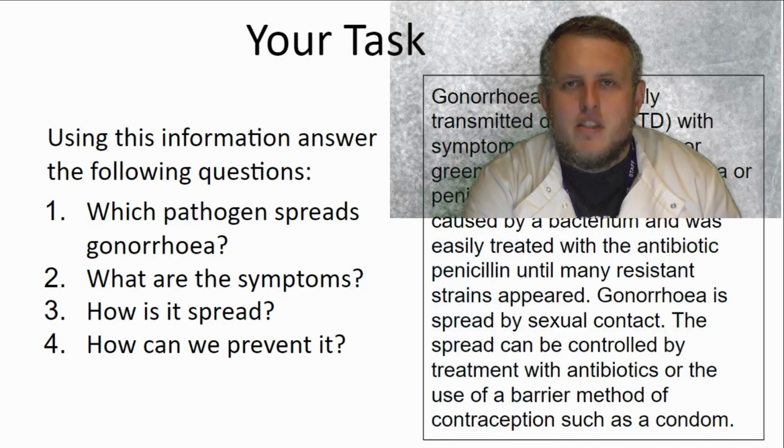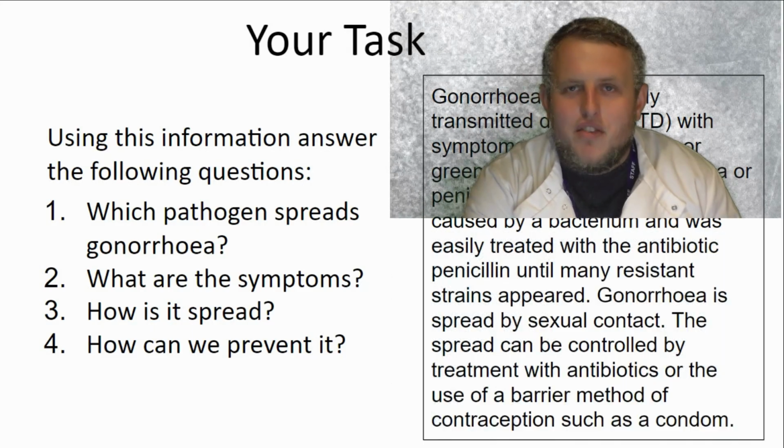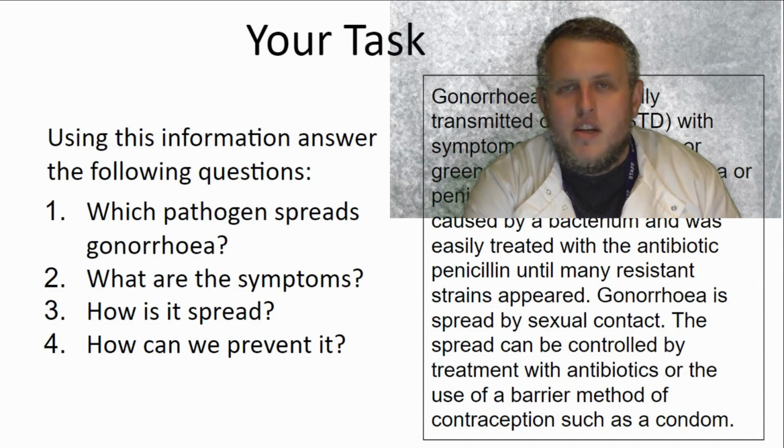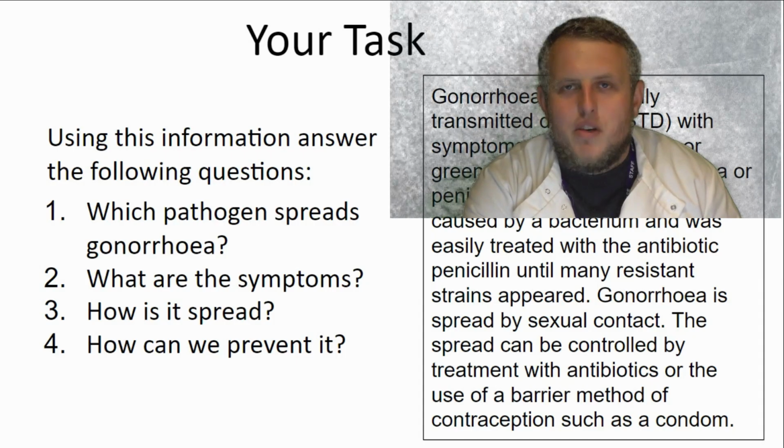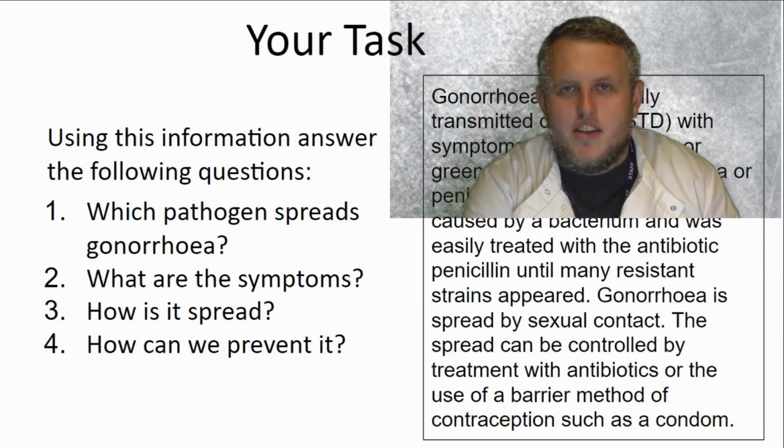Number 4. Gonorrhea can be prevented by using barrier forms of contraception such as the condom. It can also be treated with antibiotics when you have it.